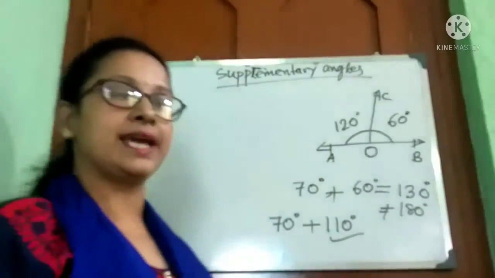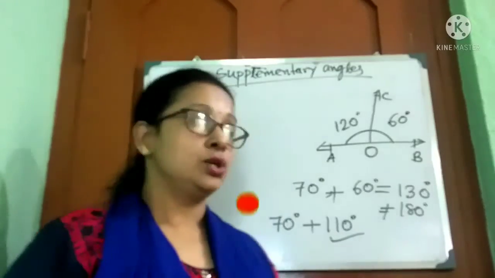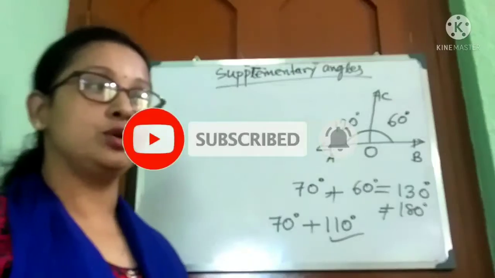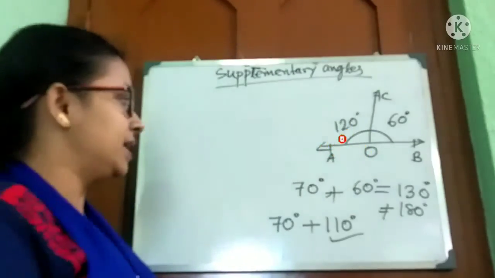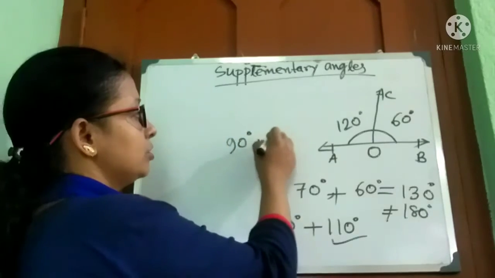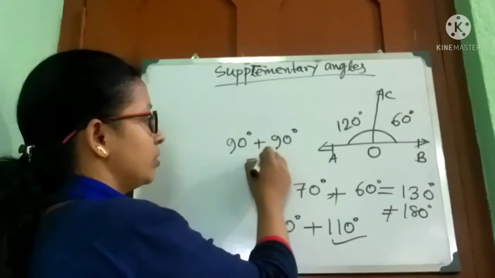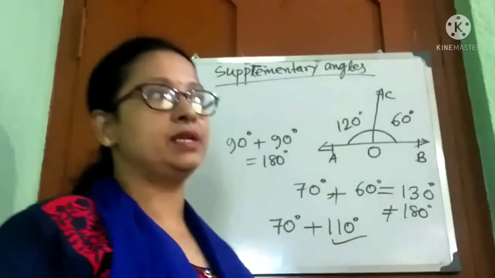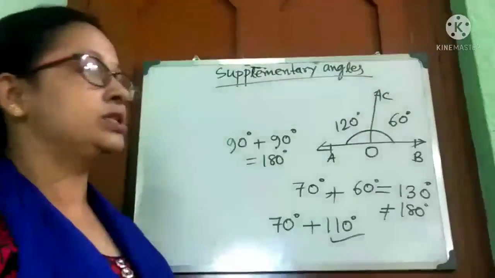Two obtuse angles cannot be supplementary to each other. Two acute angles also cannot be supplementary to each other. But if two right angles are there, if one is 90 degrees, then the other is also 90 degrees, and their sum is 180 degrees. So two right angles will be supplementary to each other.